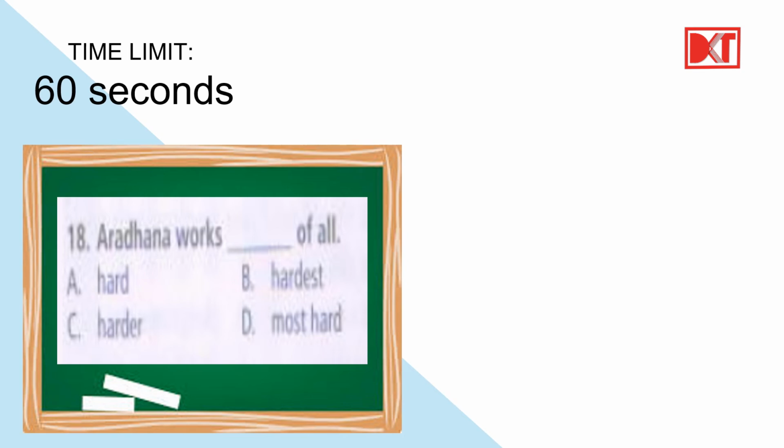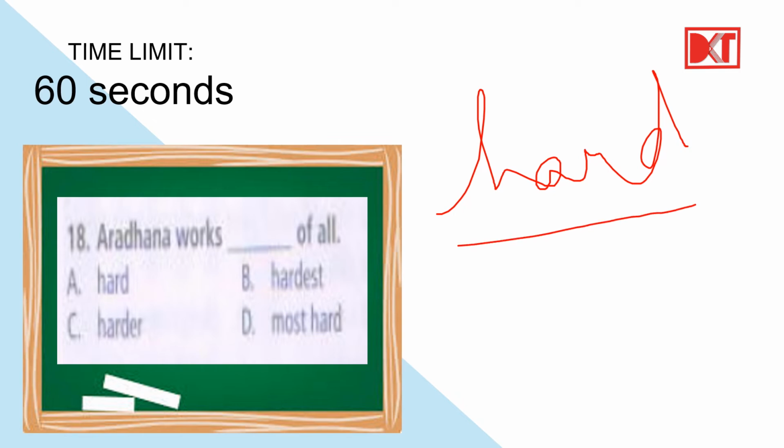Alright, here Aradhana works dash of all. A: hard, B: hardest, C: harder, D: most hard. Now here the adverb is what? Adverb is hard. Hard tells us the manner. It answers the question of how. Adverb of manner.